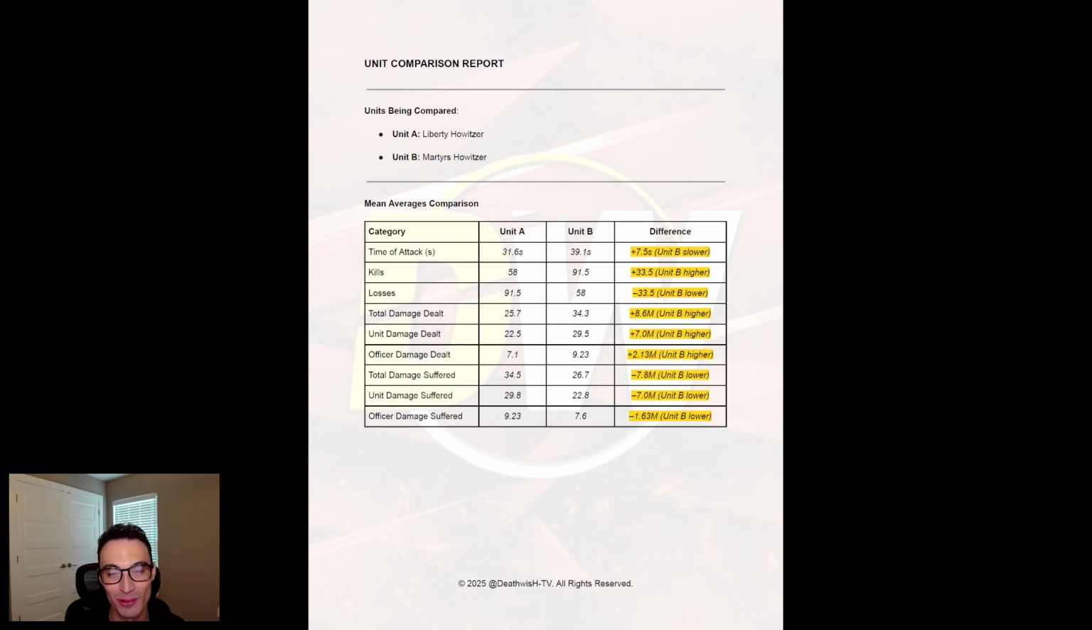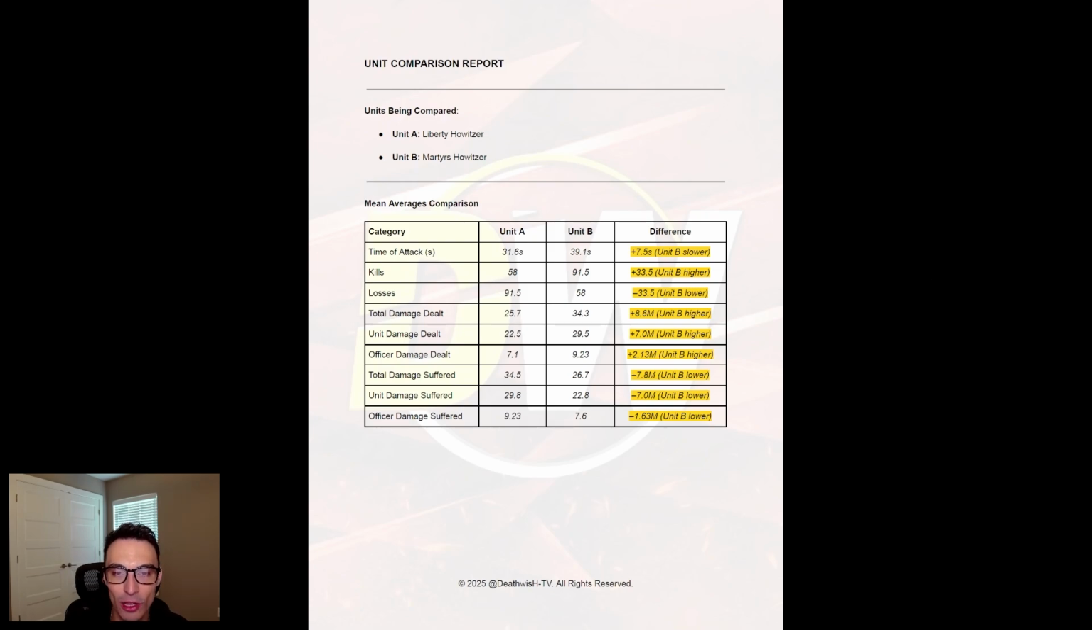In the past, when I did a similar testing trial, like I mentioned earlier in the video, the Liberty even beat the Martyr Howitzer in open field combat against artillery because of its faster fire rate. The fire rate on the Liberty is definitely superior to the Martyrs. Now, of course, there are things you can do to reduce the Martyr Howitzer's fire rate as well, via officers and officer skills, things like that.